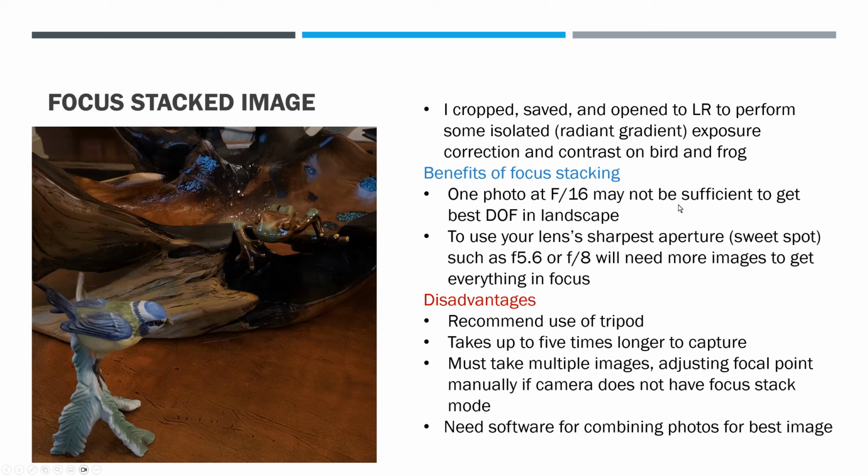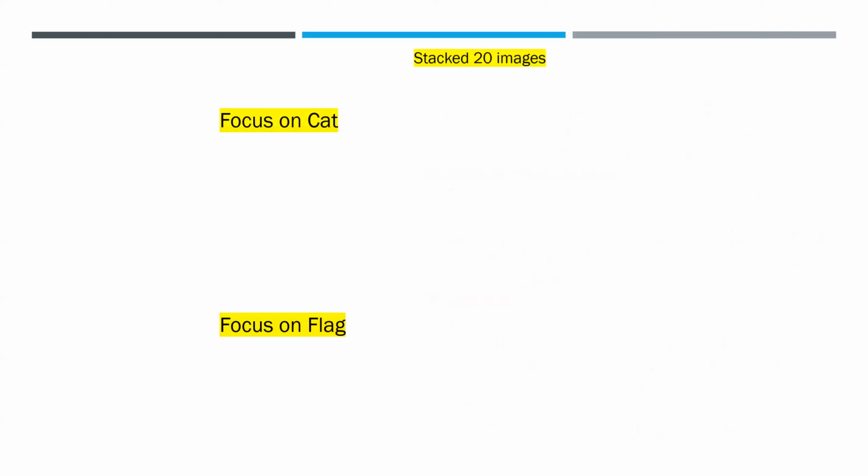One photo at F-16 may not be sufficient to get your best depth of field. And again, you're not going to use your sharpest aperture, your sweet spot, to get all your photo in best focus. What are the disadvantages? With a tripod, it may take 5 times longer or more. You have to take multiple images, adjusting your focal point manually, and you need software to combine them. So this is not for everybody, but it's another tool in your toolbox. You may not use every tool in your toolbox, but when you want to, you'll have it.